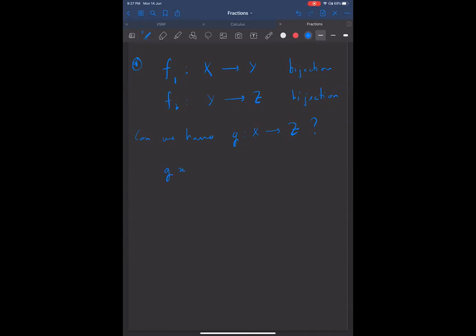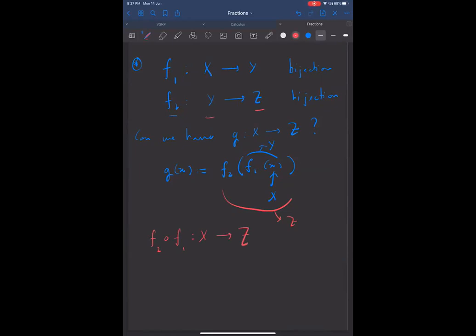So how do you define G of X? We define it as F2 of F1 of X. These are the definitions. Now just see, if X is in X, then F1 of X is in Y. And F2 is defined from Y to Z. So F2 is defined here, and this whole thing is in Z. This is the composition function. I'm hoping that you know composition of functions. So this is a function from X to Z.